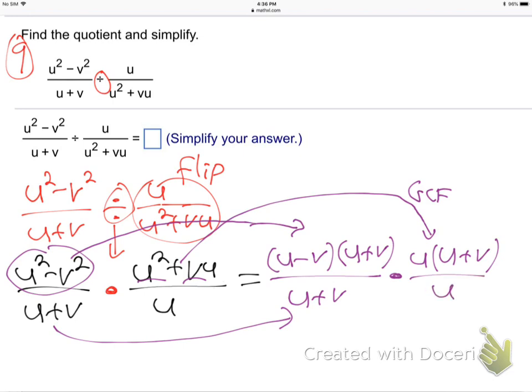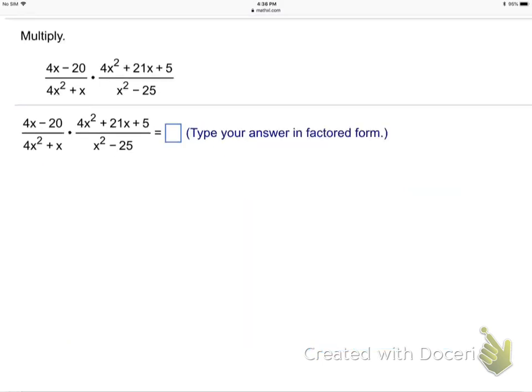Okay, so now what can we cancel? Now we've got everything factored. The u's will cancel. You can go straight up and down or diagonal up and down. So I can cancel these two. What are we left with? The u minus v times the u plus v. That's it.